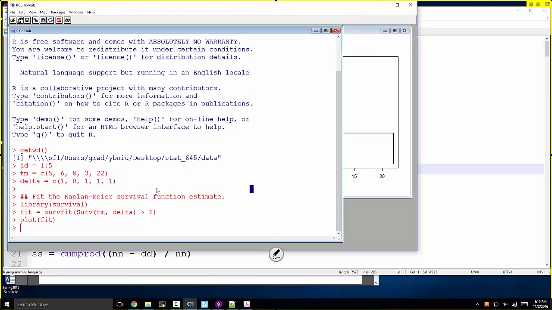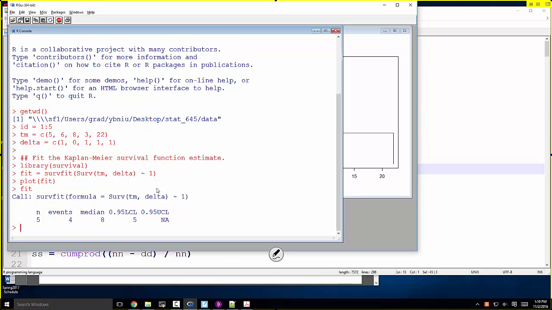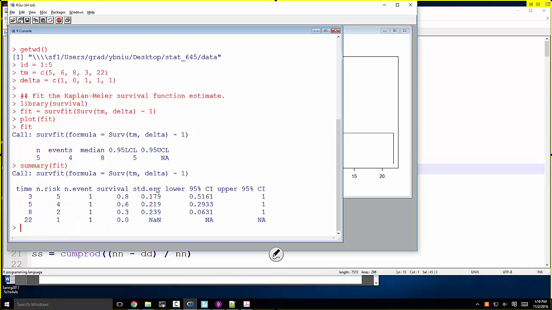First, let's look at the output. What do we have inside this object fit? That's all I see when I just call the name fit. What if I say summary fit? When I say summary fit, I get a breakdown time by time, time point by time point, of all the pieces to the puzzle.